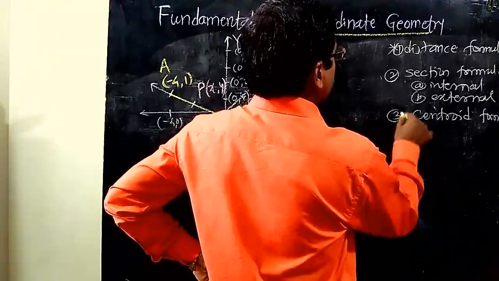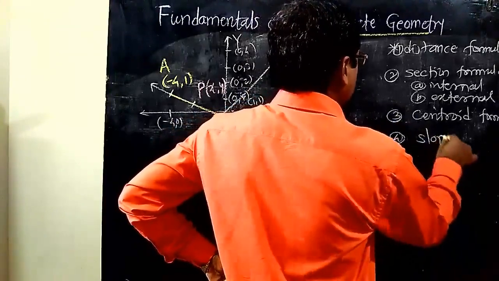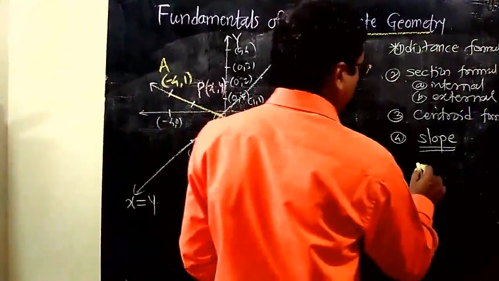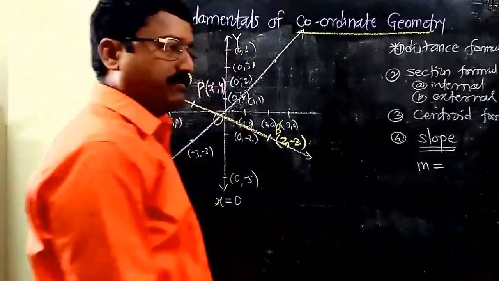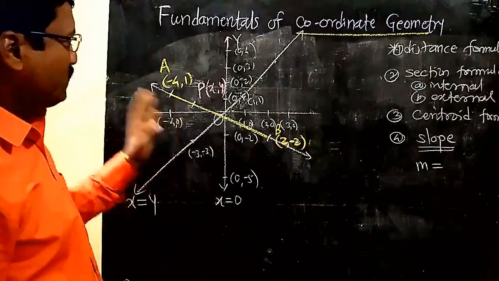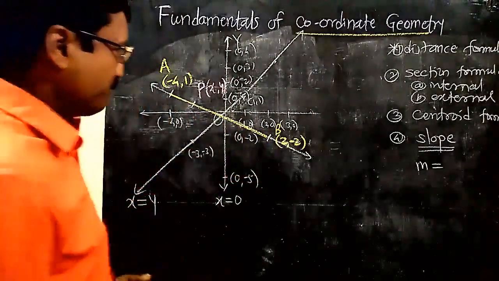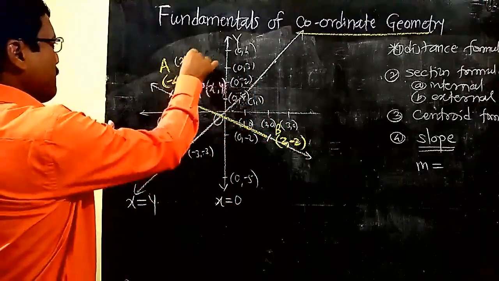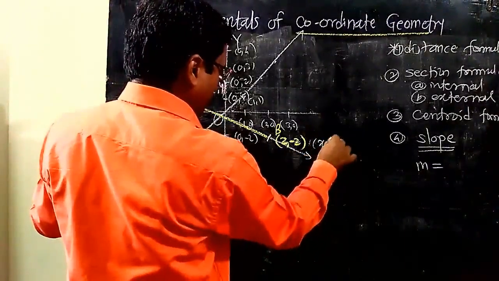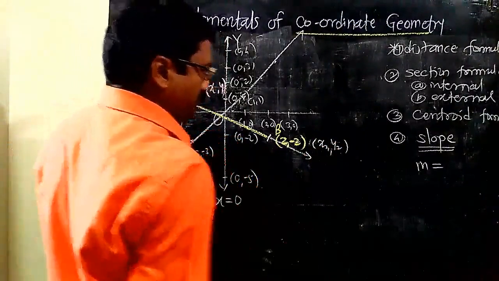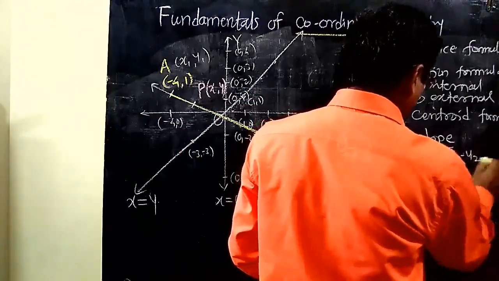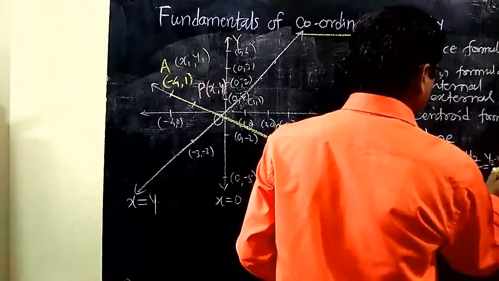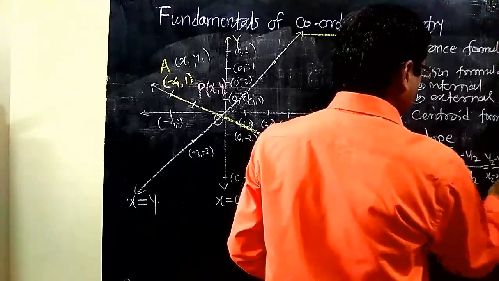Next, that is slope. What is meant by slope? Slope is nothing but a number which can be obtained by taking the ratio of the differences of the y-coordinates and x-coordinates of these 2 points. That means the slope of line AB, suppose this point is x1, y1 and this point is x2, y2, then the formula for slope will be y1 minus y2 upon x1 minus x2, or you can say y2 minus y1 upon x2 minus x1.